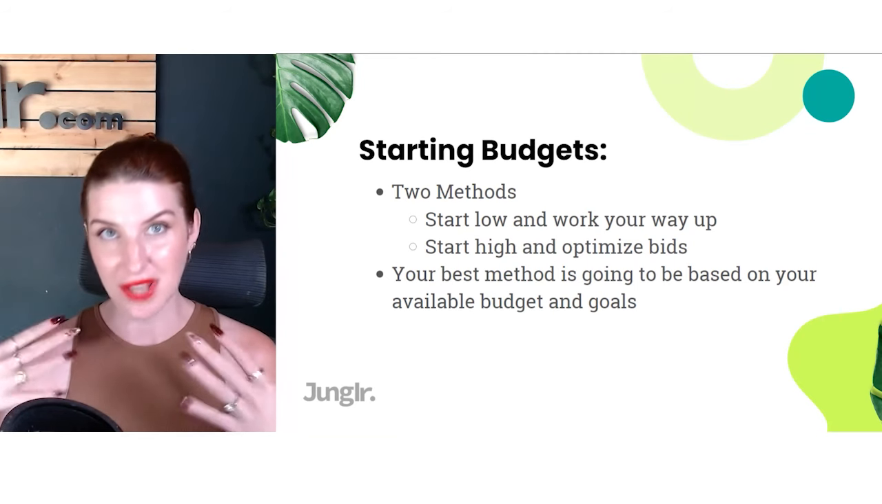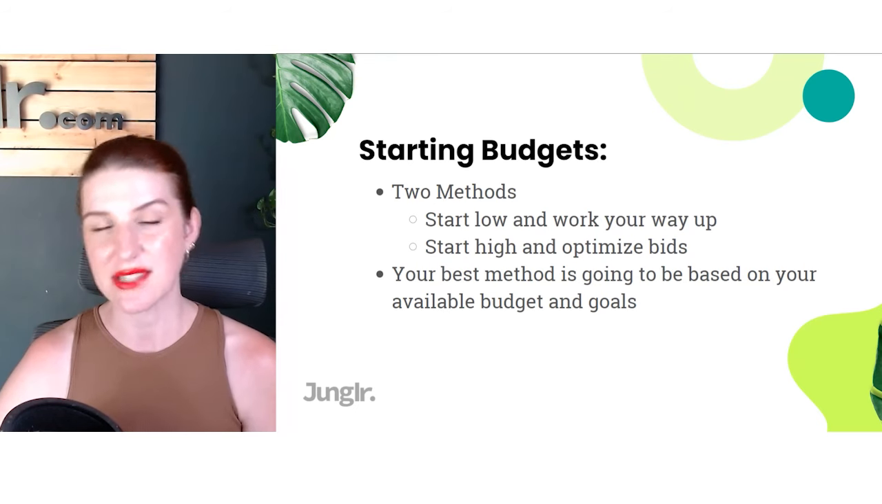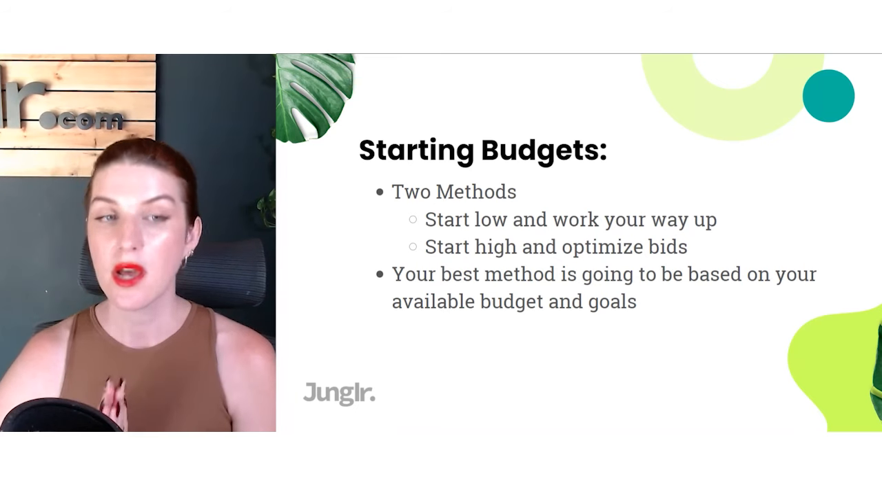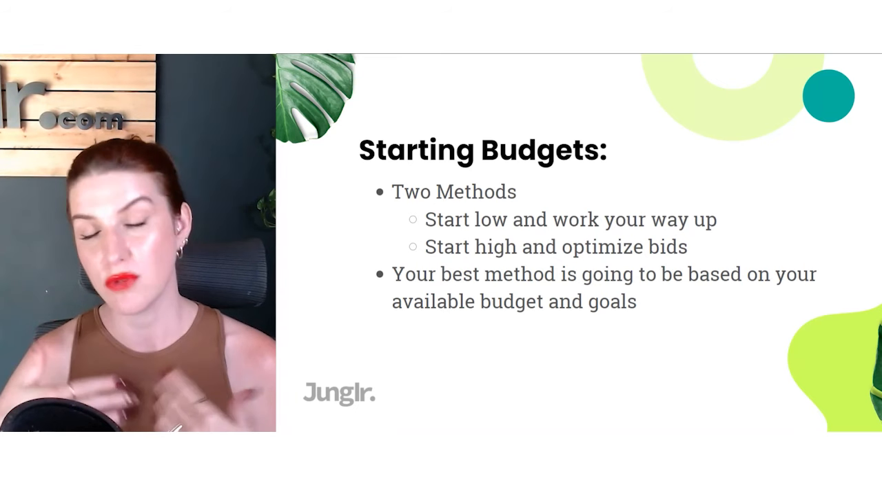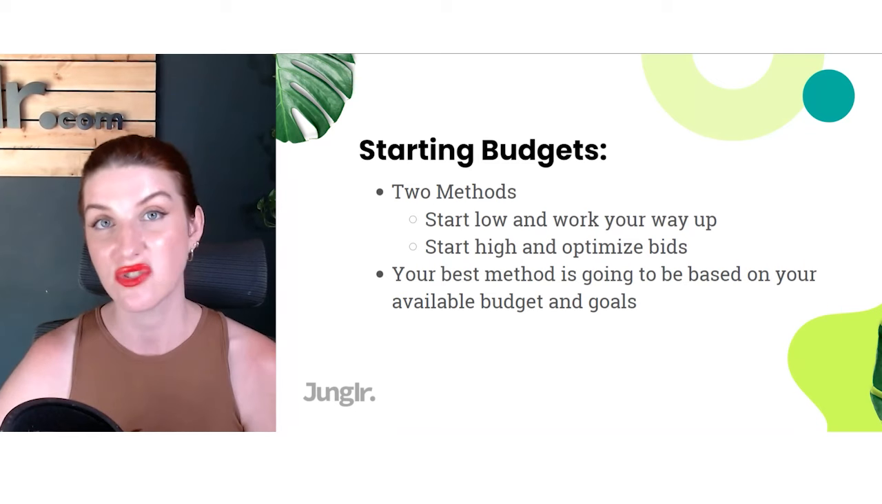So you can start low and work your way up, set $20 a day budgets, $10 a day budgets, $15 a day budgets, again, based on what you want. But then those budgets may run out. You might want to get the data feedback. So if you start with higher budgets, you're going to get data much quicker.